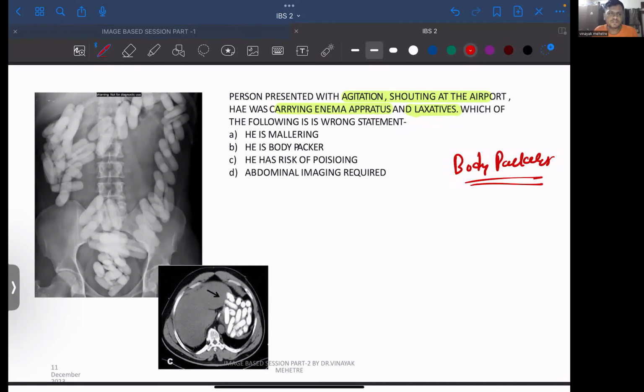What they will do, they will put a drug in condoms, tied tight around, and they will swallow it. They will go to the airport, get scanned, and come out. When they reach their destination, they will use an enema or some kind of semi-solid or liquid, and it will come out through the toilet, and they will sell that drug. This is called body packing and they are body packers.